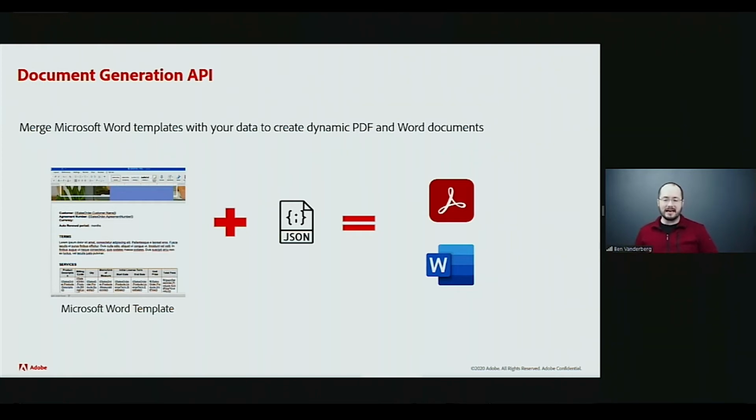So what we've done is we've created document generation service, and it's including a tagger inside of Microsoft Word. So you can then pass to our API your template in Microsoft Word and that data and output either a PDF document or a Word document. But our whole goal is also making that very easy for people to be able to tag those.